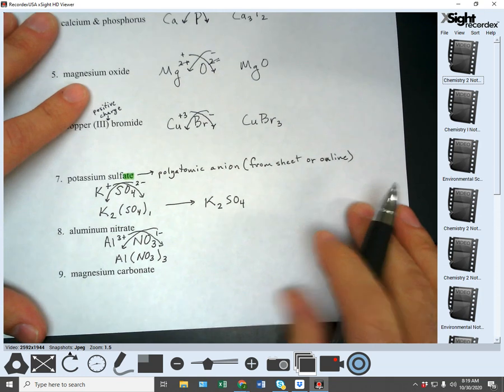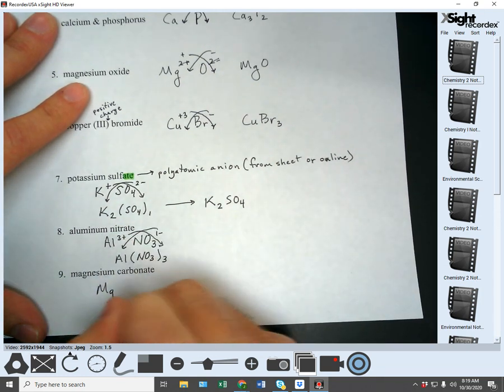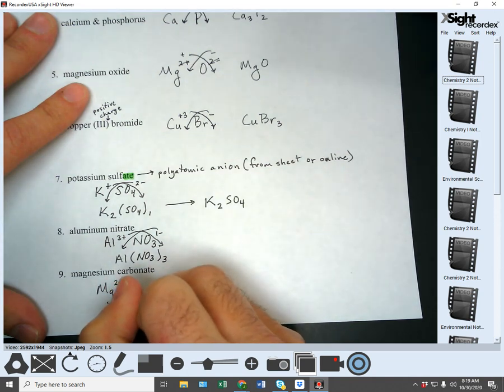All right, let's take a look at magnesium carbonate. Magnesium, we look up on the periodic table, Mg is a 2+.